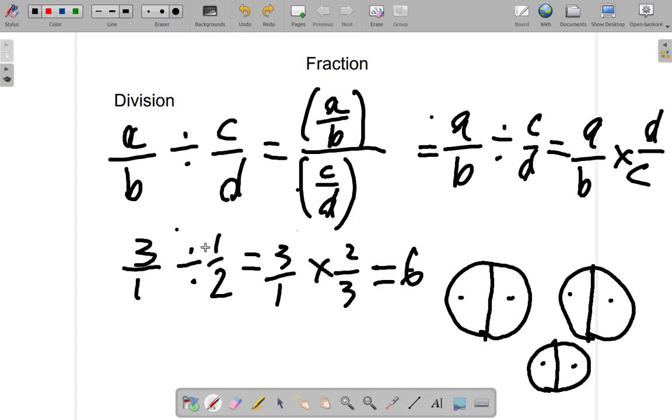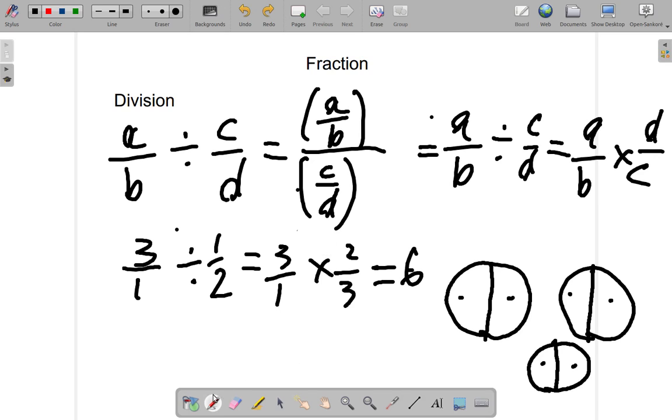What you're saying is, take 3 wholes, and take each whole and put it into halves. So you have 2 equal parts in each, and a total of 6 equal parts. All right. So that's what happens in that case.